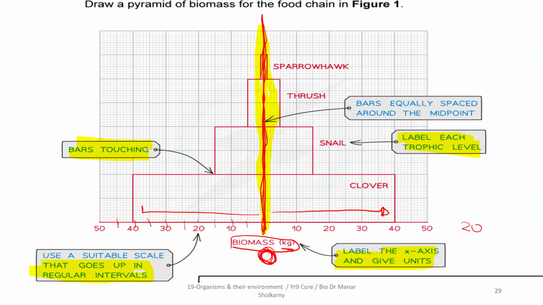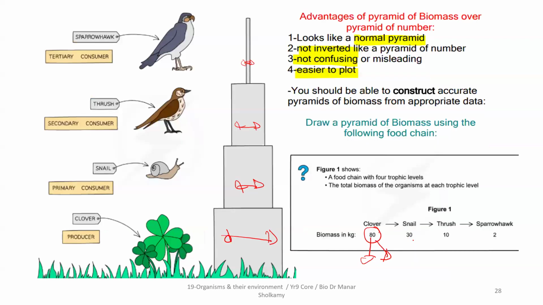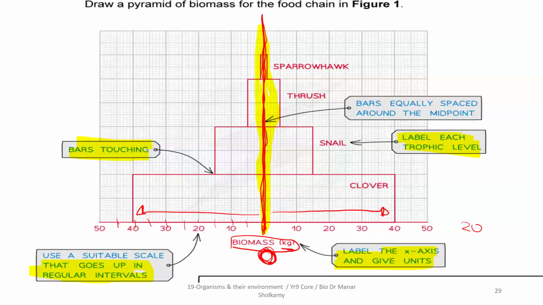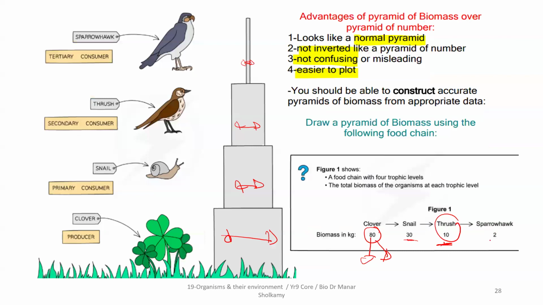Let's go to the next organism. The snail has a biomass of 30, so this is 15 and 15. I'll go to my graph. So I'll go to my central 0 and 15 to the right of the 0 and 15 to the left of the 0. I'll go to my thrush. Here, a biomass of 10, so 5 and 5. Sparrow, biomass of 2, so 1 and 1. So this is how we plot a graph of biomass.